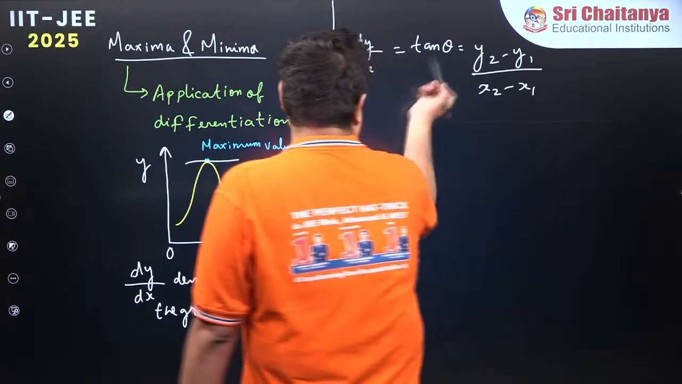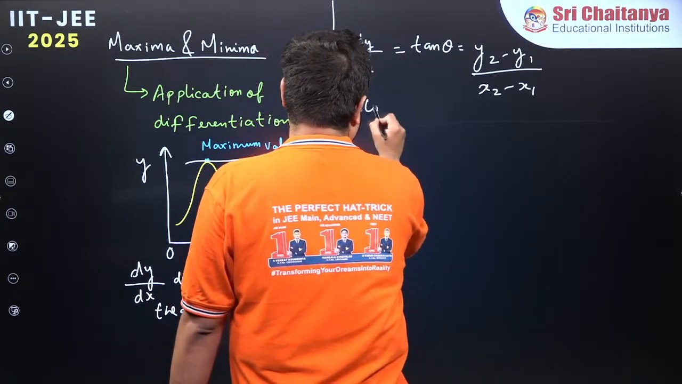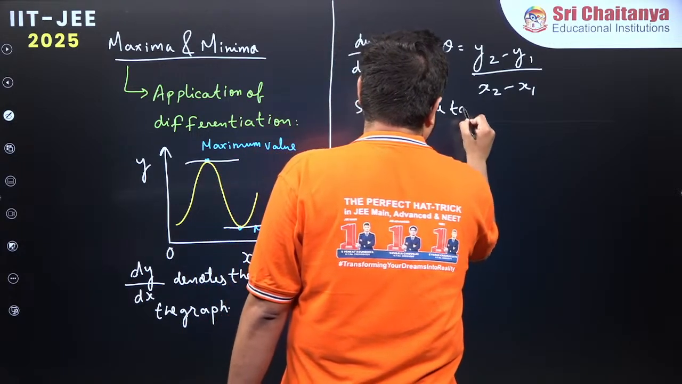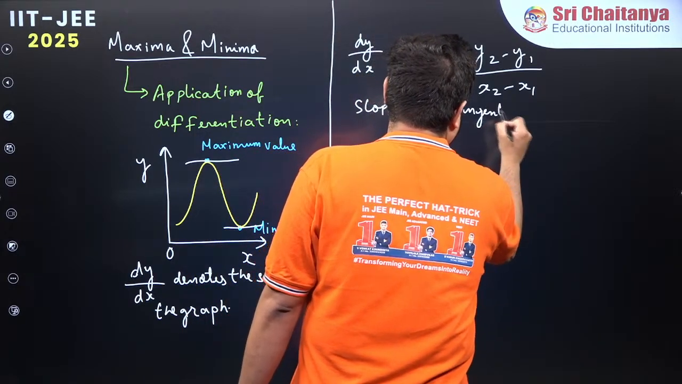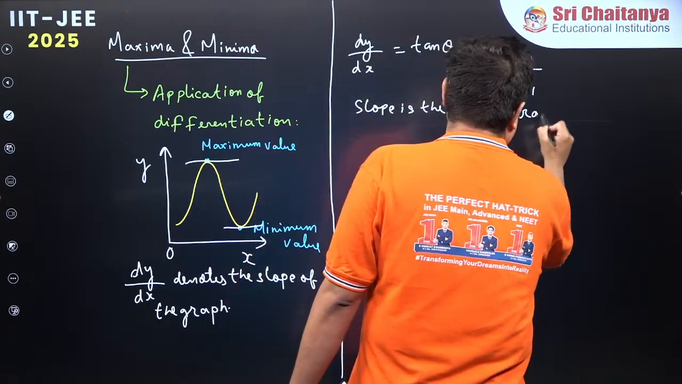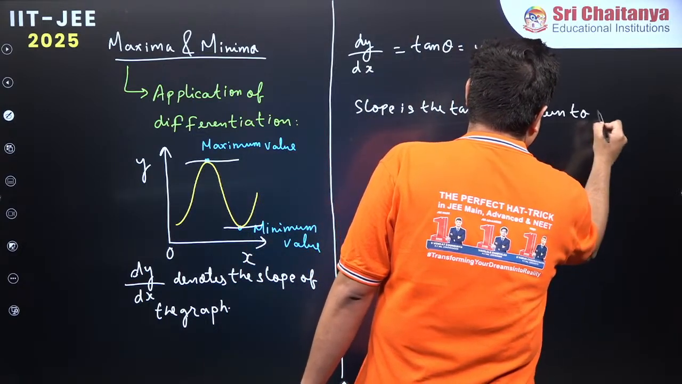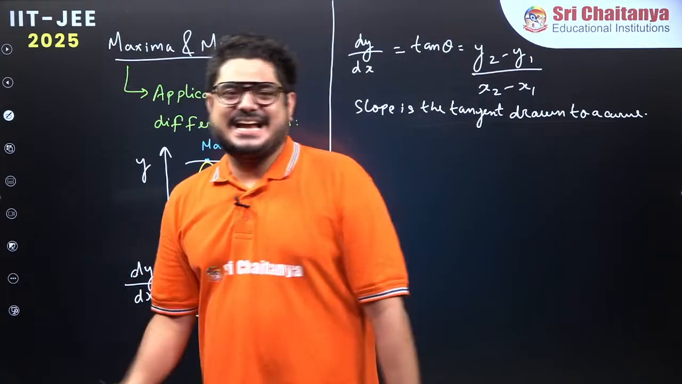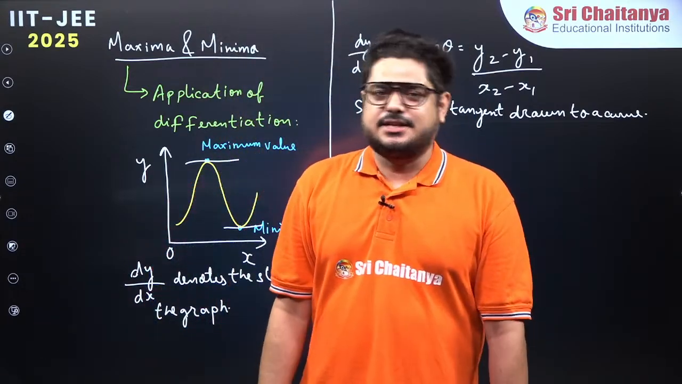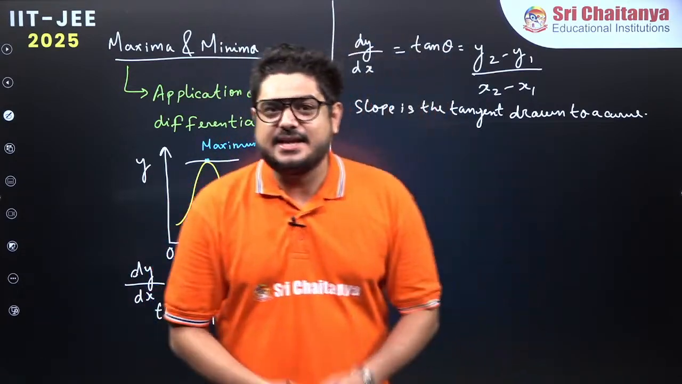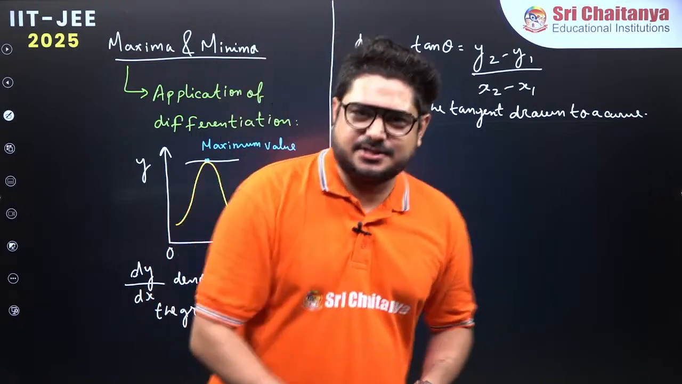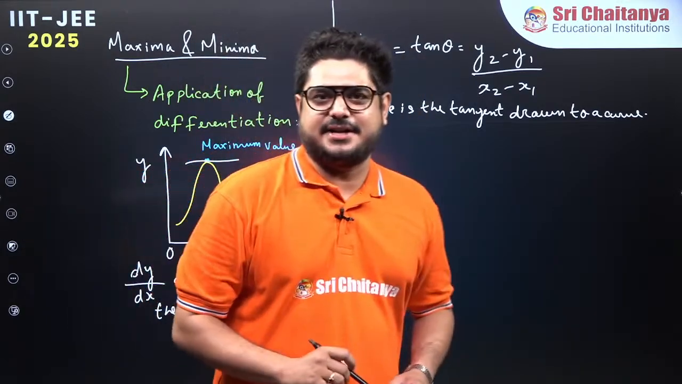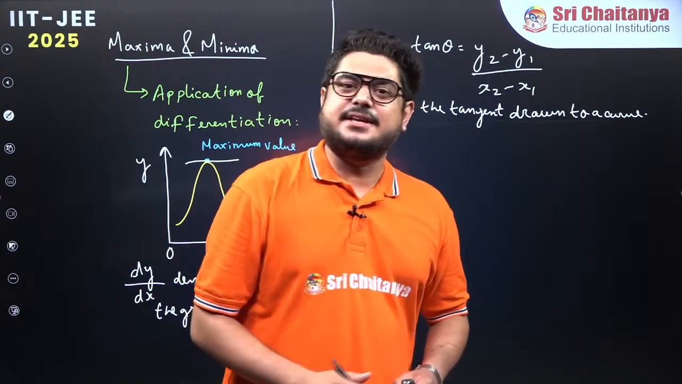So what is slope in other words? Slope is the tangent drawn to a curve. So you can see that at these 2 points, the slope is proving out to be 0. So I can say that in order to find out maximum minima, you need to find out the first derivative and then equate it with 0.